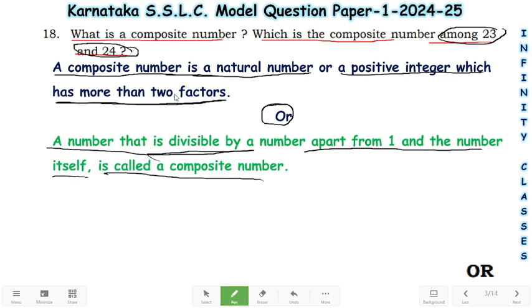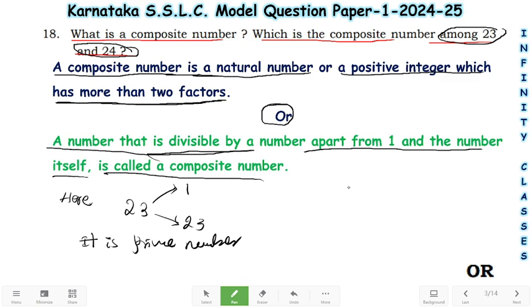Here 23 is a prime number. 23 has only 2 factors, 1 and 23 itself. So it is a prime number. 23 is a prime number, we can say.